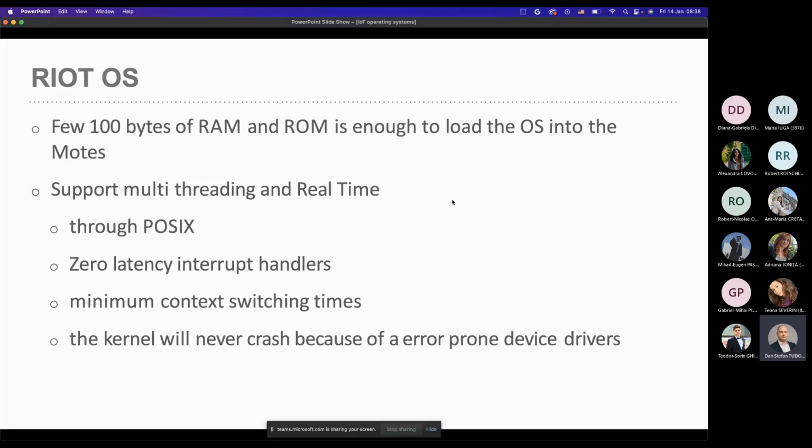And it supports multi-threading and real-time. So it has a lot of facilities, zero latency interrupt handlers, minimum context switching times that you can actually use to achieve an actual real-time guarantee for your applications.